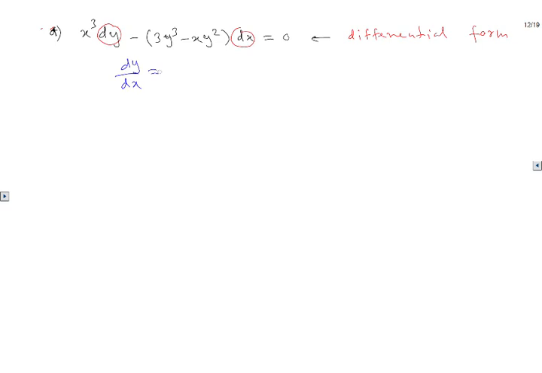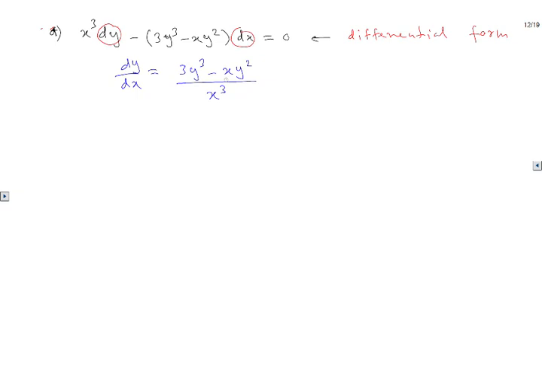So you can rewrite this as dy by dx equals, so what is dy by dx? If you bring the other side, it is 3y^3 minus xy^2 divided by x^3. That's the same equation, but written in differential form.